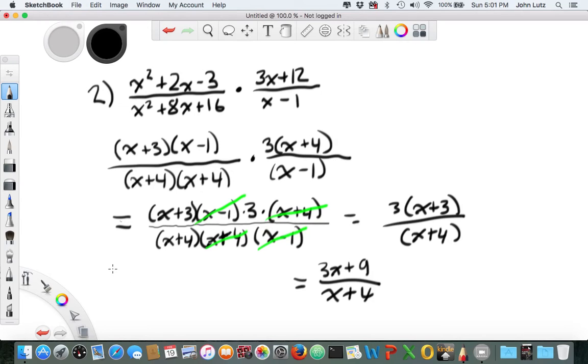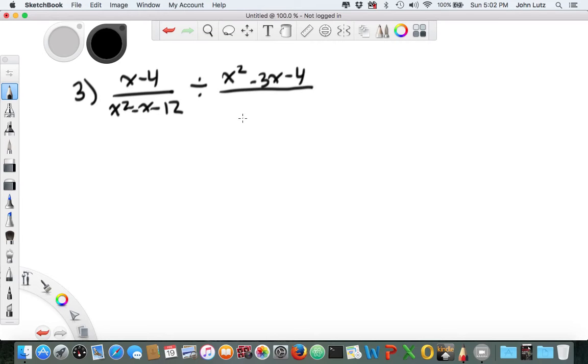Now, the next thing is division. I've got x minus 4 over x squared minus x minus 12, and I'm dividing that by x squared minus 3x minus 4 on the top, and x squared plus 5x plus 6 on the bottom. Now, the first thing that I've got to do is my division trick, right? Keep, change, flip.